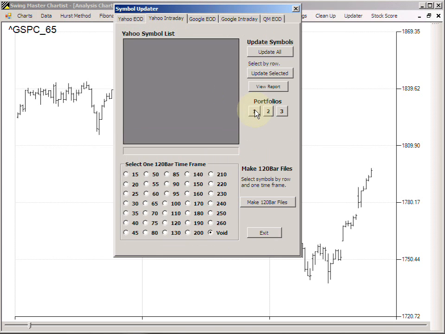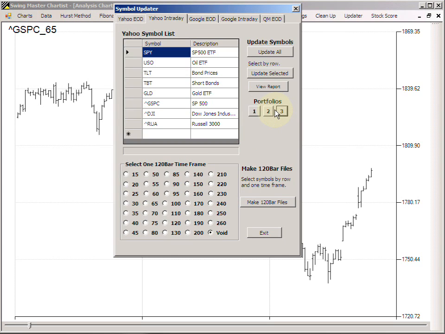You go to Yahoo Intraday. That was portfolio 3. Click on portfolio 3, update all, and it'll download near real-time data from Yahoo. You can do this as many times as you want during the day, and the data is within seconds or a minute of real time.